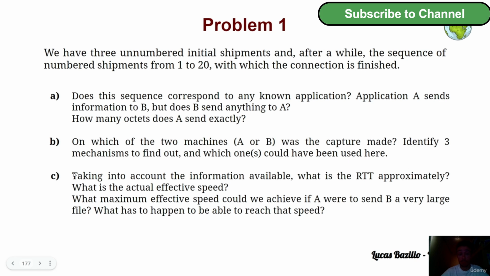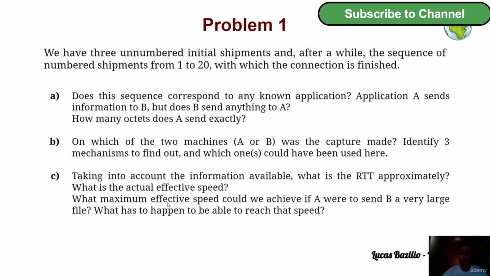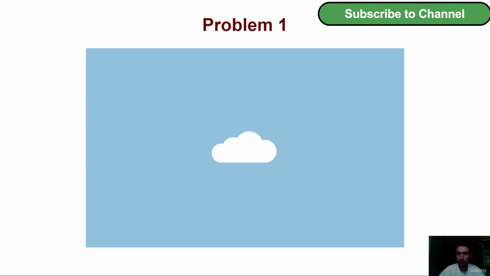As we can see, this question C is a very complete question. We review many notions regarding the study and analysis of a TCP capture. We also know how to compute the round trip time, how to compute the actual effective speed, how we can analyze the maximum possible effective speed that we can achieve, and which condition will allow us to have this maximum effective speed. In future lectures, we are going to continue to solve question D of this problem 1. In this lecture, we are going to solve question D of this problem 1.